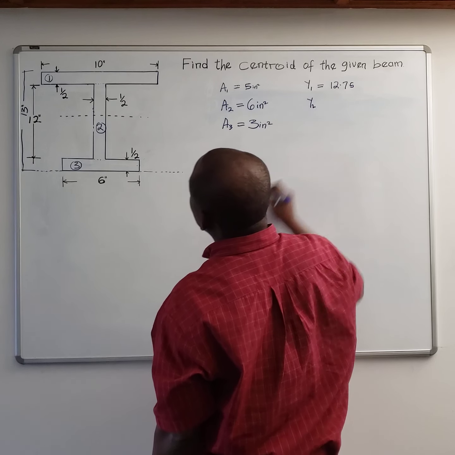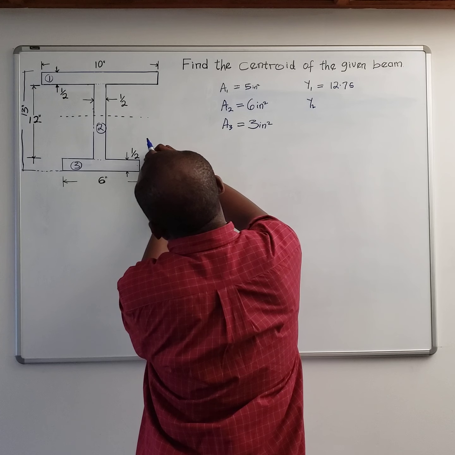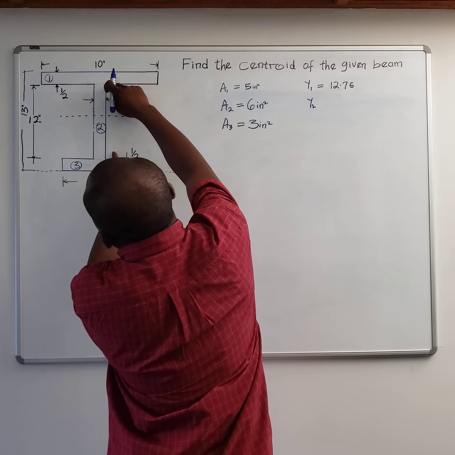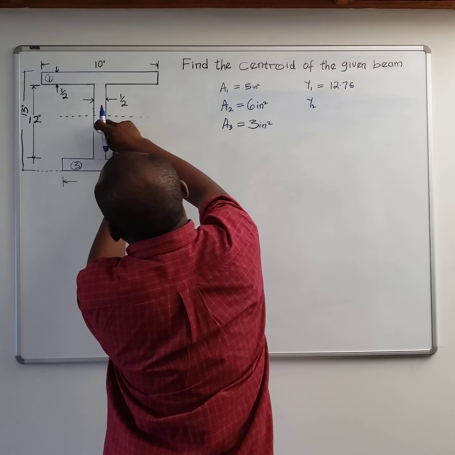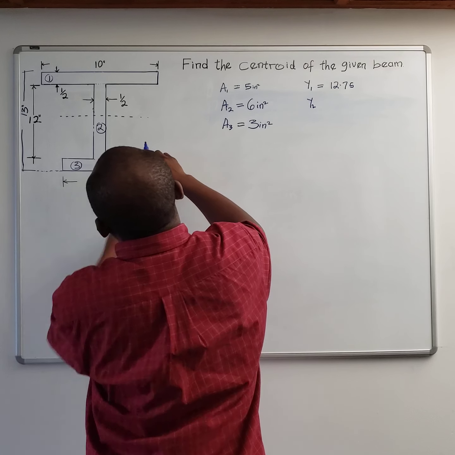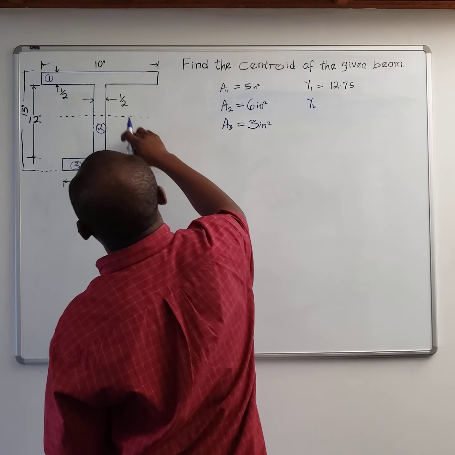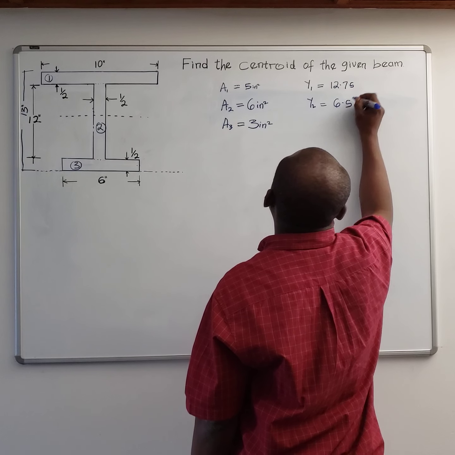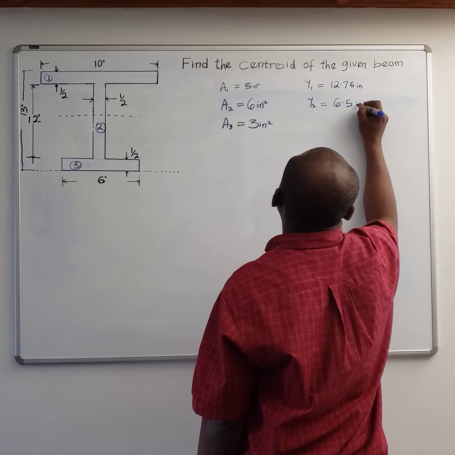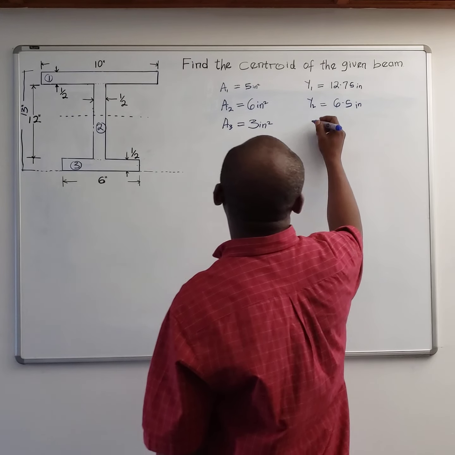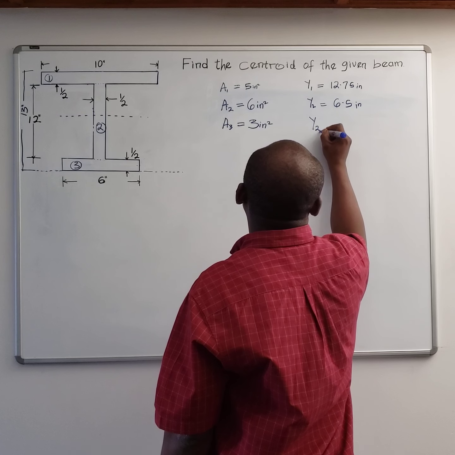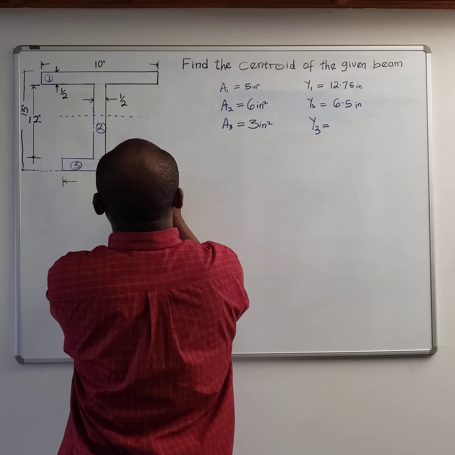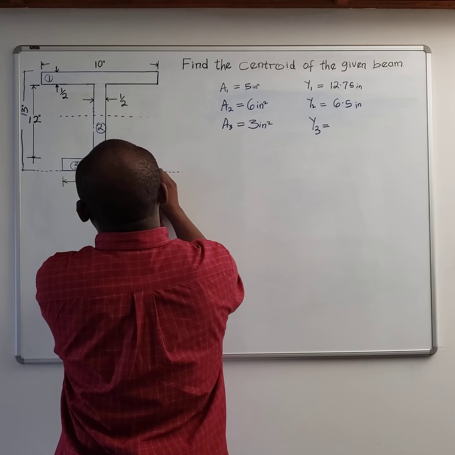So y2 will be what? This half inch thickness plus half of this shape. This shape is 12 inch divided by 2, that's 6. 6 plus half, that will be 6.5. These are inches. You can carry the unit along. And then the centroid of the third shape is 0.25.